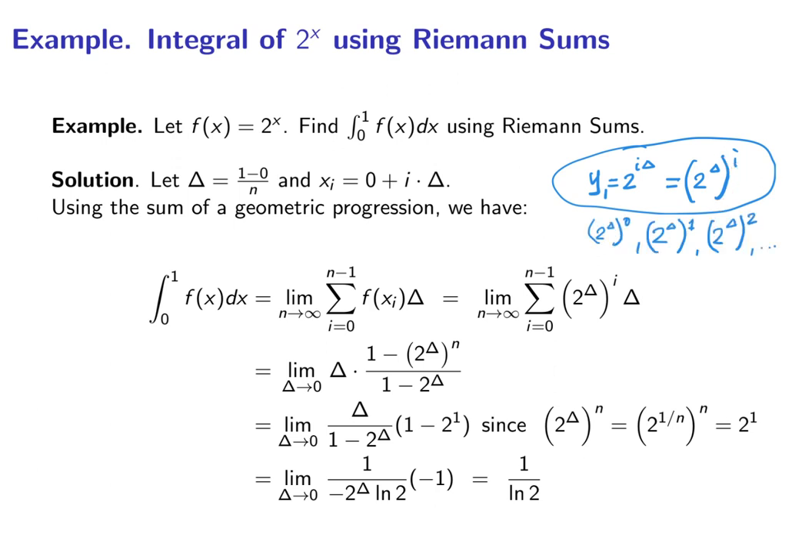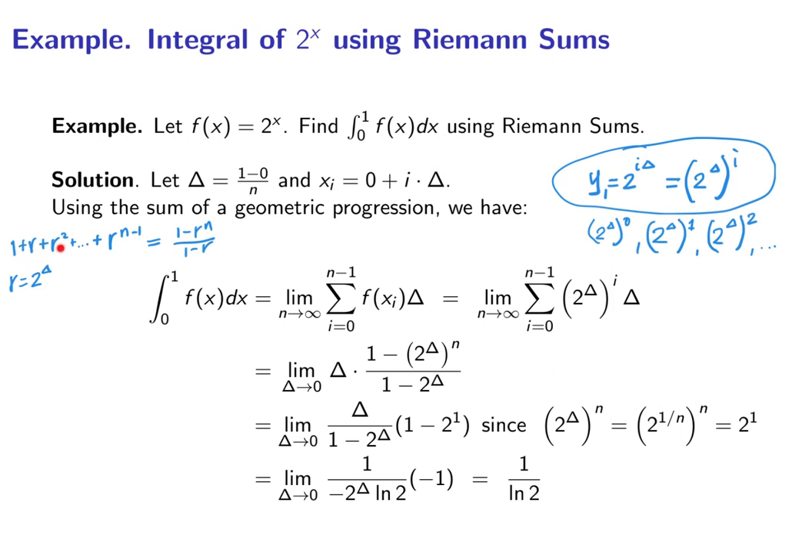Now observe that our sample y values are actually forming a geometric progression. 2 to the delta raised to the 0 power, which is 1, 2 to the delta raised to the first power, 2 to the delta raised to the second power, and so on. So it's a geometric progression. To get from one term to the next one, we multiply the previous term by 2 raised to the delta. Now let's recall the formula for the sum of the first few terms of the geometric progression.